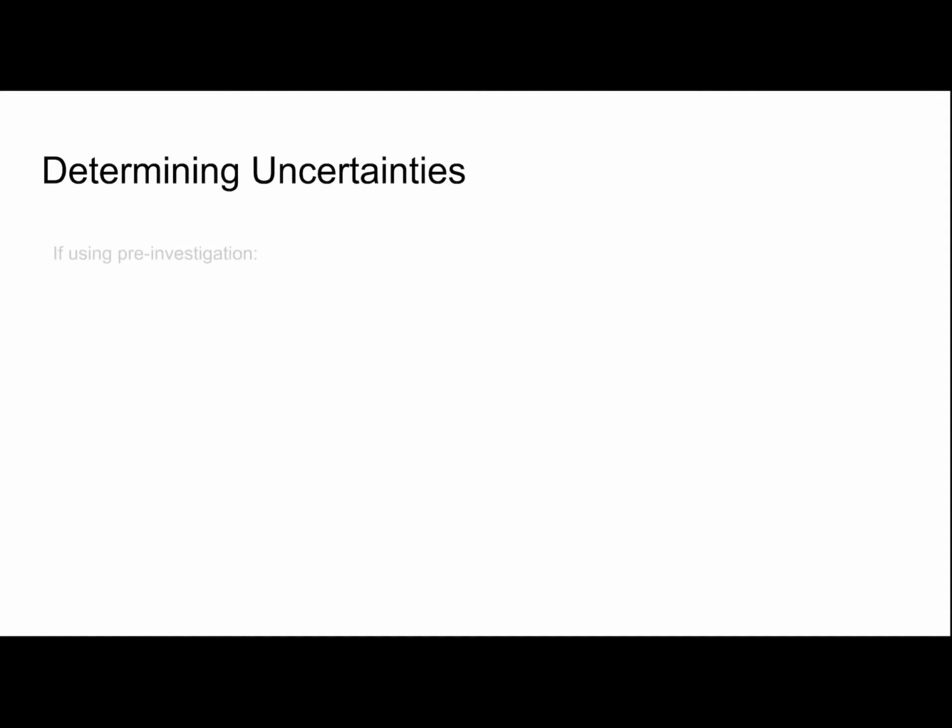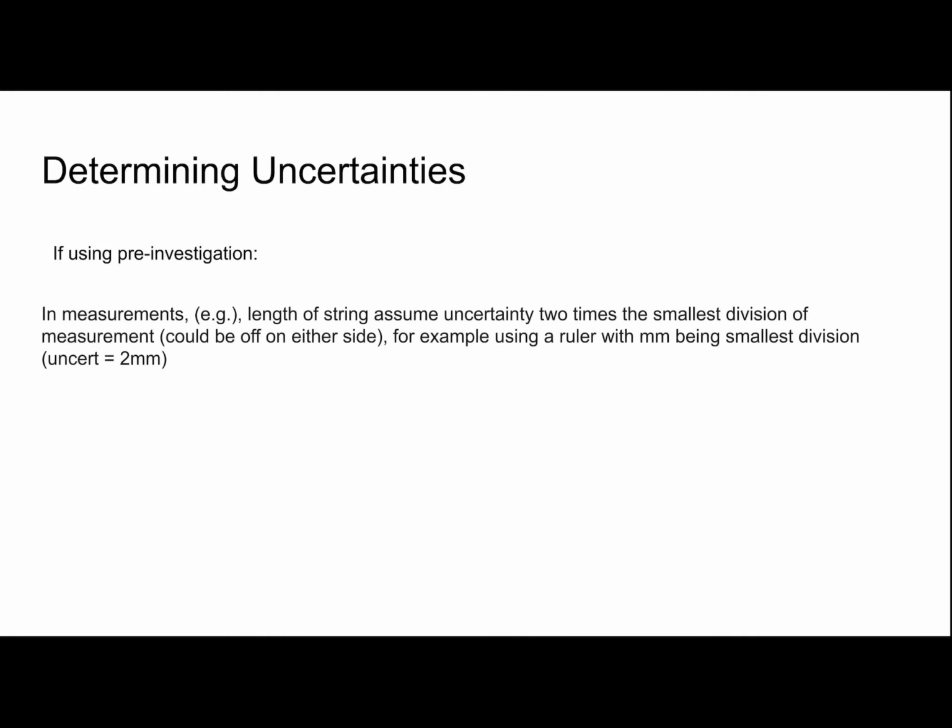Right, so determining uncertainties. This is for pre-investigation. If you're using a pre-investigation uncertainty in measurements, for example, the length of the string, we have to assume an uncertainty of 2 times the smallest division of the measurement. So we could be off on either side of the ruler. For example, if we're using a ruler and the smallest scale on the ruler is millimeters, then we could take our uncertainty to be about 2 millimeters. We could be 1 millimeter off on either side. So the total uncertainty there is 2 millimeters.